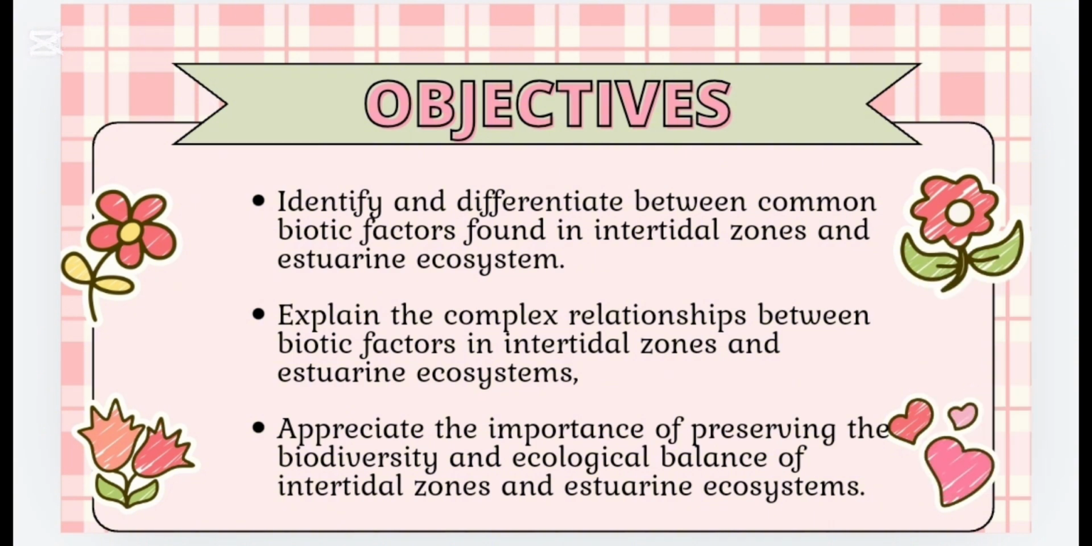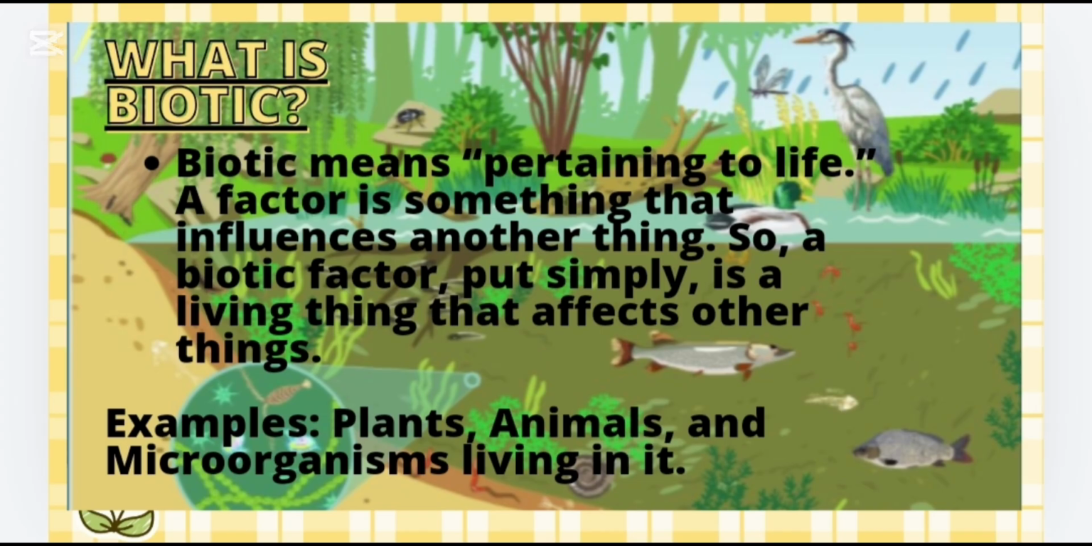The first one is identify and differentiate between common biotic factors found in intertidal zones and estuarine ecosystems. The second one is explain the complex relationships between biotic factors in intertidal zones and estuarine ecosystems. The third one is appreciate the importance of preserving the biodiversity and ecological balance of intertidal zones and estuarine ecosystems.